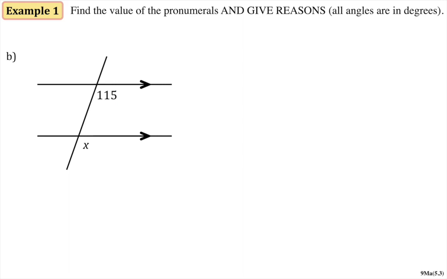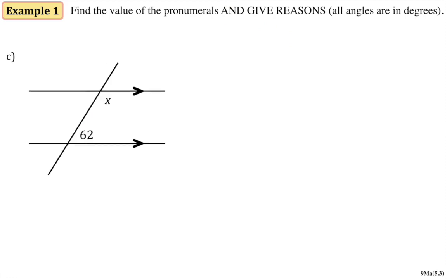I've got two parallel lines and a transversal. There's my two bits that I know. What shape would that be and what type? Well, I can see an F shape there, which means x and 115 are equal. What's the reason they are equal? Well, if there's an F shape, they are corresponding. So we've got corresponding angles for this one.